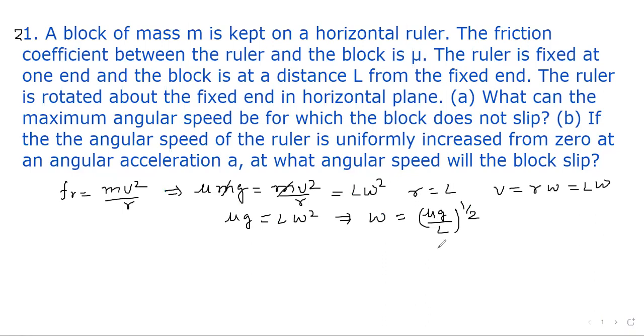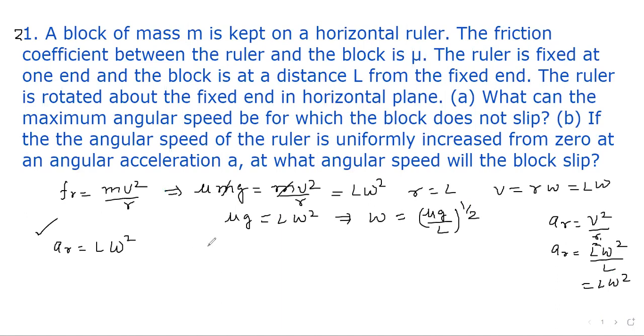Now, we have got the value of omega as (mu g upon L) whole power half. Now, case number 2, or case B. Here, if there is angular acceleration also, in that case the net acceleration will change, and that will be a resultant of angular acceleration and radial acceleration. So let's find out. Radial acceleration AR equals v square upon R, so v is L omega, square divided by R, which is L. So L omega square will be left. So this is the radial acceleration.